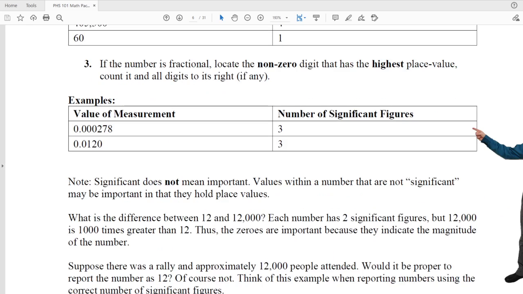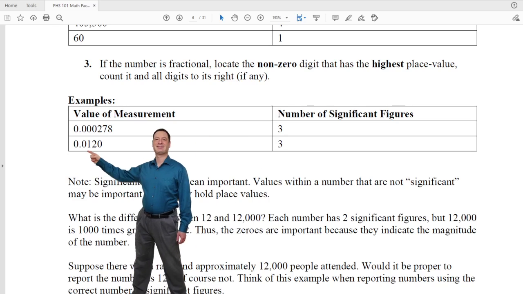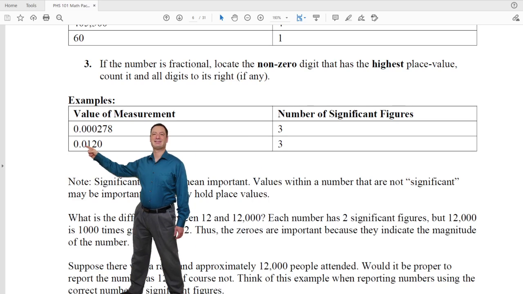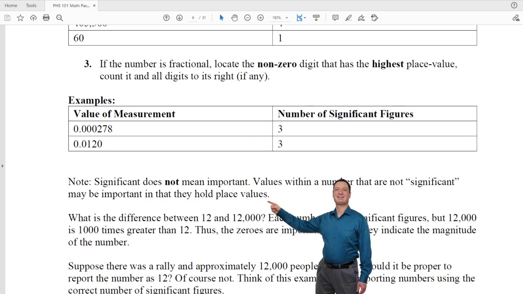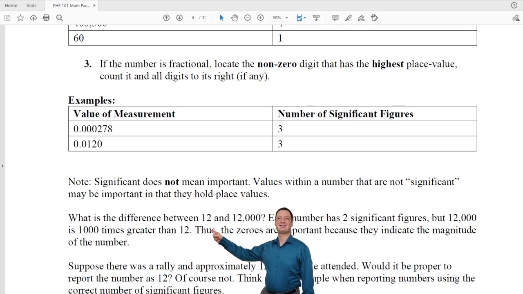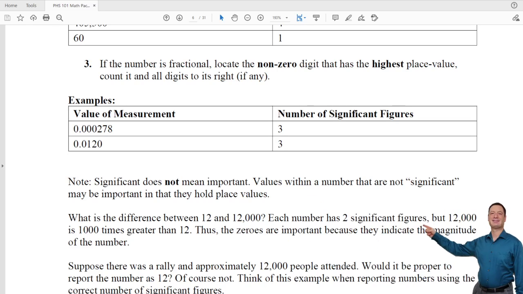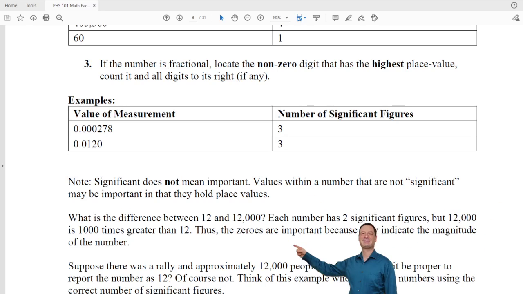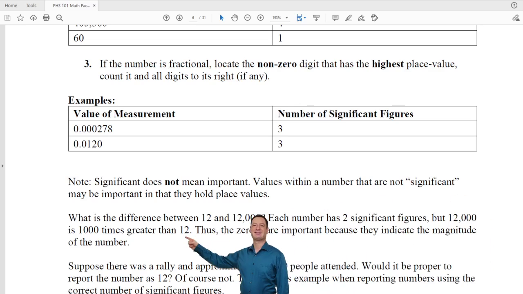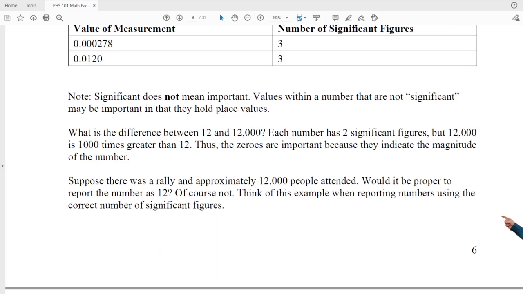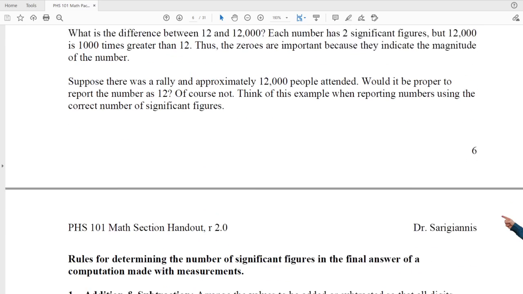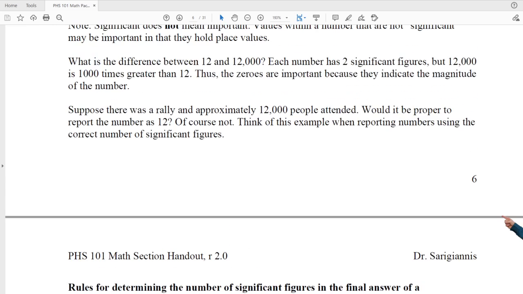So here's an example, right? The first 0 here is not a significant figure, but it does hold a place value. So this example is given: 12 and 12,000. They're both 2 significant figures, but 12,000 is obviously 1,000 times greater than 12. So the zeros are important because they tell you the magnitude. I'm going to stop here and do the next section in another video.